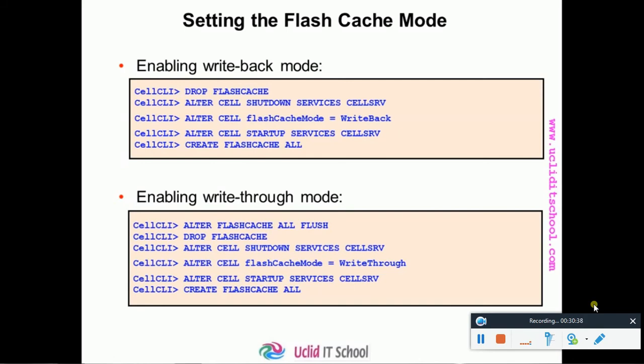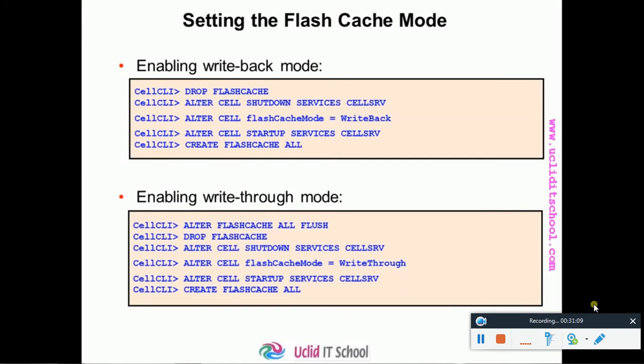Basically, you have to drop the flash cache with the drop flash cache command. Then you have to shut down the cell service and alter cell and set the attribute flash cache mode to write back. Then start the cell service and create flash cache. So from now onwards, this flash cache operates in write back mode.